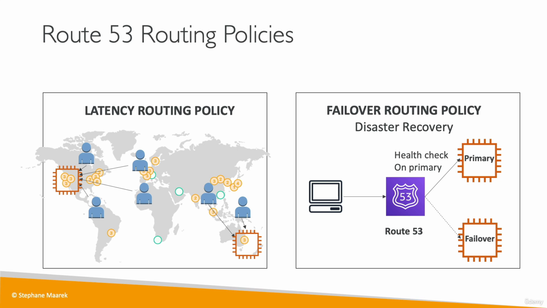Those are the four routing policies you need to know. Just the first one does not have a health check. All the other ones have health checks, and they all serve different purposes. So weighted routing policy is to distribute the traffic across multiple EC2 instances. Latency is to minimize latency, and failover is to help with disaster recovery.